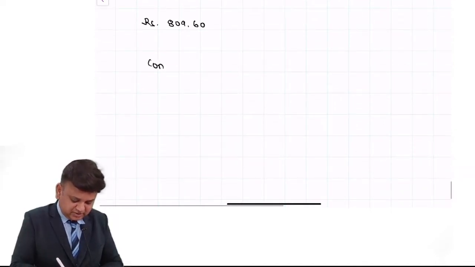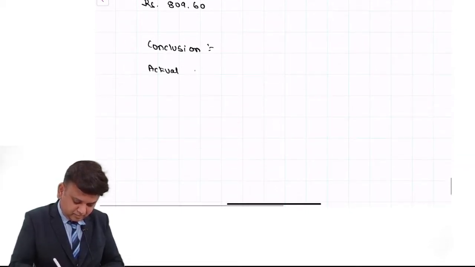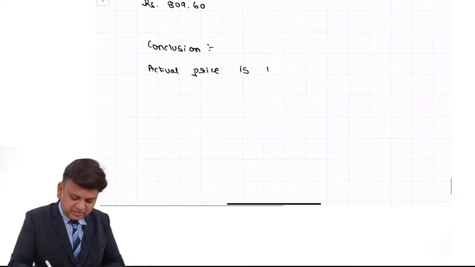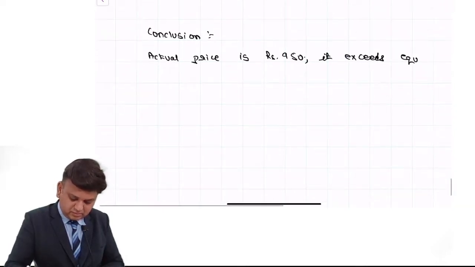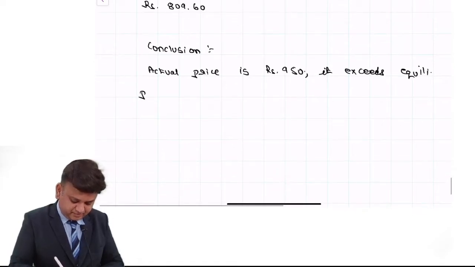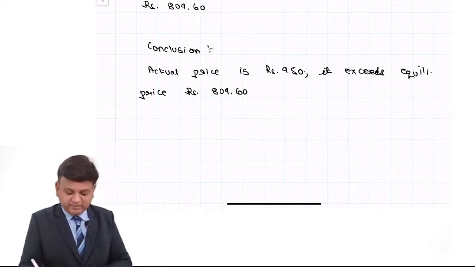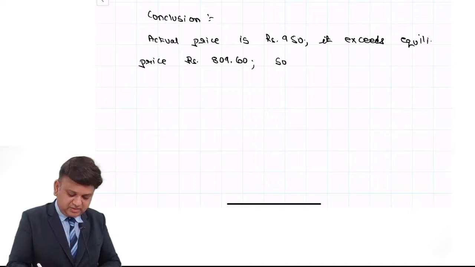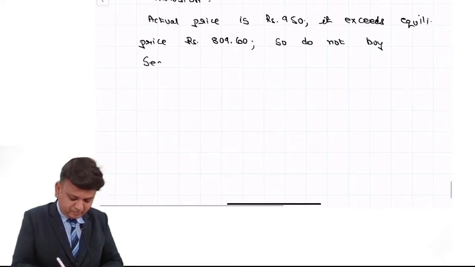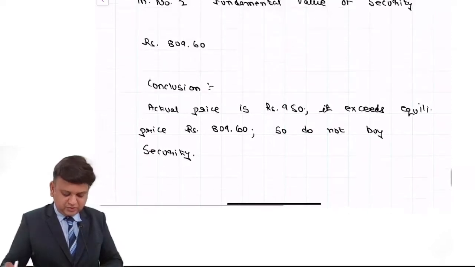Now we will write the conclusion like this. Actual price is rupees 950, comma, it exceeds equilibrium price, rupees 809.6. So do not buy the security. Full stop.